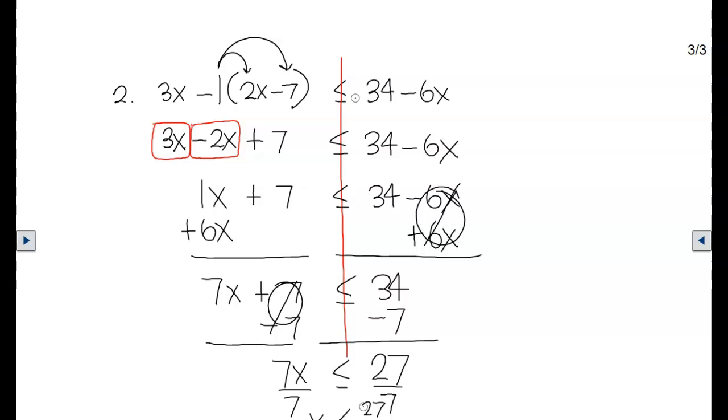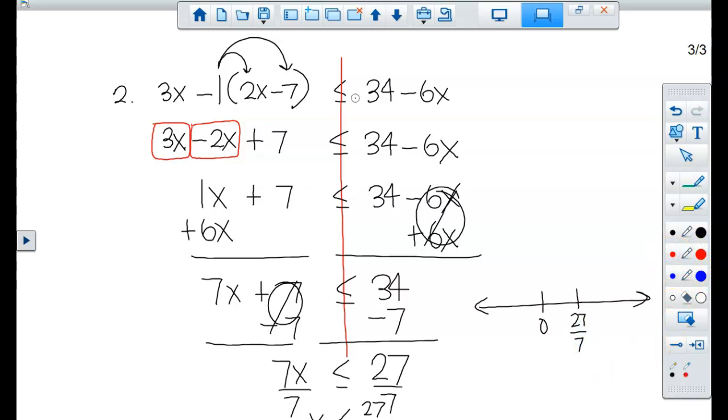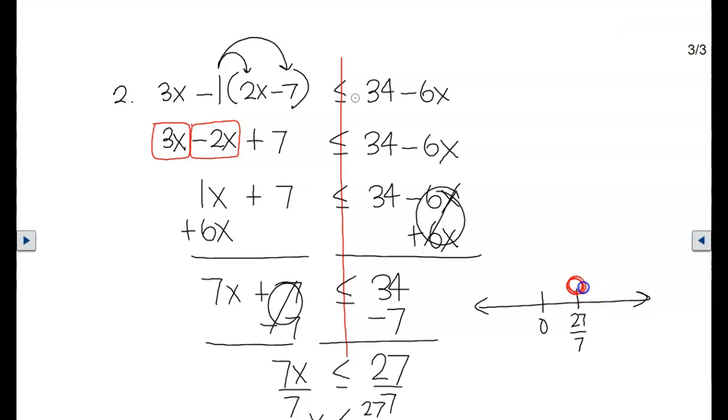All right, so there's my answer on that one. Now, graph for this one. 27 over 7 would get a closed circle this time because that symbol is underlined, and then the shading would go in that direction.